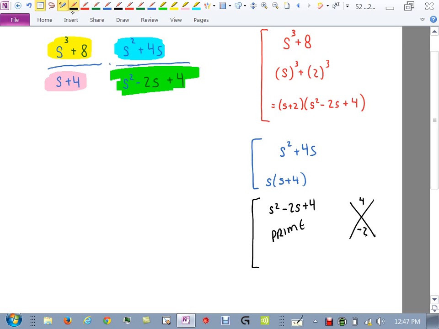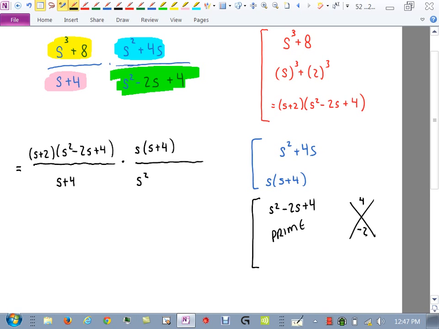So let me rewrite everything I have here. The top left, the S cubed plus 8, became the S plus 2 times S squared minus 2S plus 4. The bottom, just S plus 4, times the top right, S times S plus 4, because we factored out the GCF. And then the bottom right, we couldn't factor S squared minus 2S plus 4. Now, because there's multiplication happening between these two rational expressions, the S plus 4 on the left and the S squared minus 2S plus 4, those are really in parentheses.